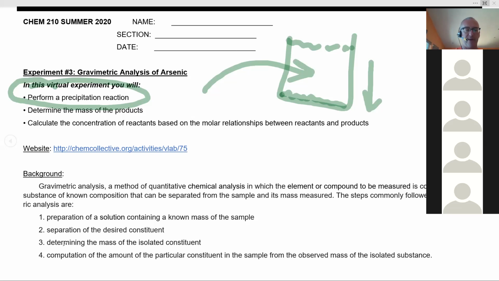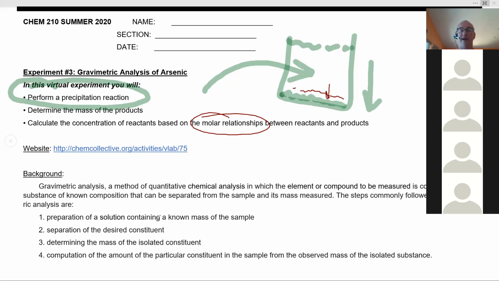So you're halfway home. This is the other part of it. It's the molar relationships between reactants and products. That's what stoichiometry is. Because when we do this precipitation reaction, when our arsenate containing solid falls to the bottom, we're going to have to write out what that chemical equation is.